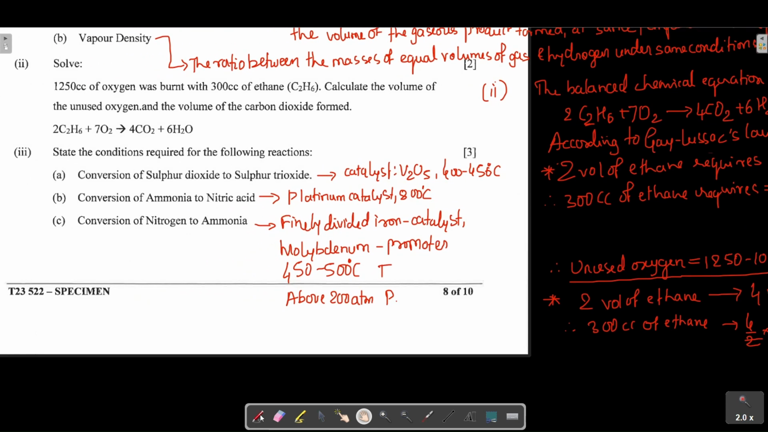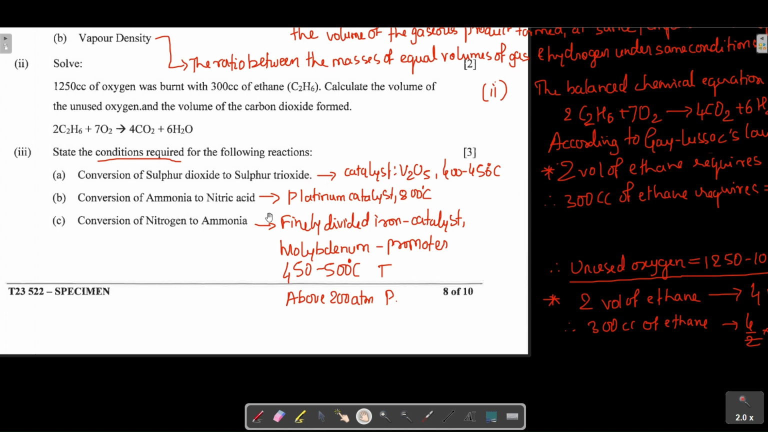State the conditions required. Conversion of sulfur dioxide to sulfur trioxide. Catalyst used here, vanadium pentoxide V2O5, temperature 400 to 450 degrees Celsius. This is in the contact process, manufacturing of sulfuric acid.